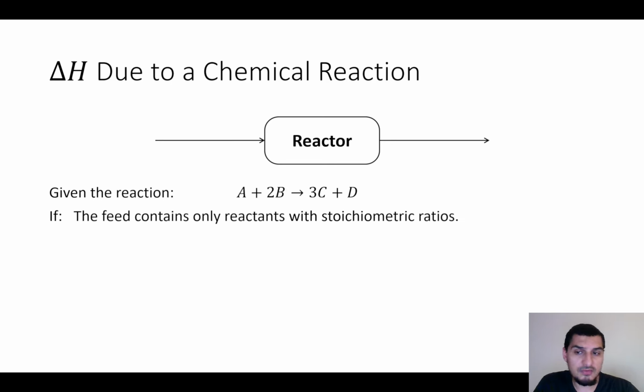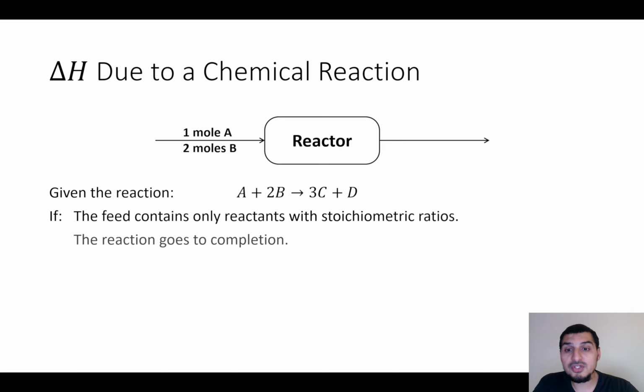And let's say that the feed contains only reactants with stoichiometric ratios. I'm providing the reactants A and B with the ratios 1 mole A and 2 moles of B. And the reaction will go to completion, so all A and B are consumed in the reactor. So the product would be only C and D. And based on the stoichiometry of the reaction, we will have 3 moles of C and 1 mole of D.